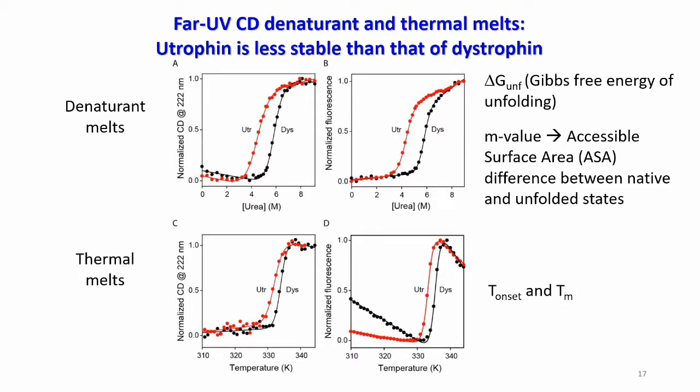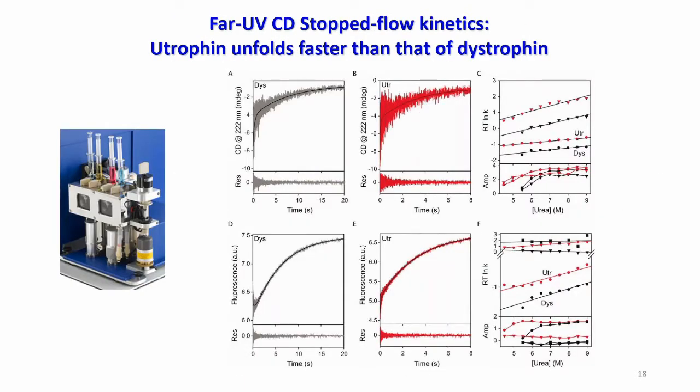In addition to the regular spectral changes as well as the stability changes, we can use stopped-flow kinetics with UV and CD. And again, these plots are known as chevron plots. Here I'm showing the stopped-flow kinetics for dystrophin and utrophin, measured by circular dichroism at 222 nanometers and fluorescence. Red symbols show the data for utrophin, black symbols show the data for dystrophin.